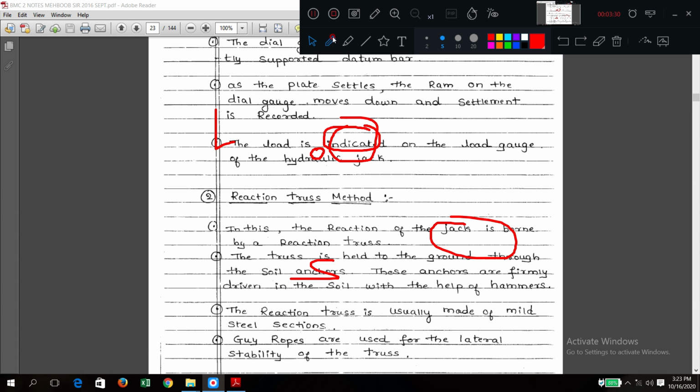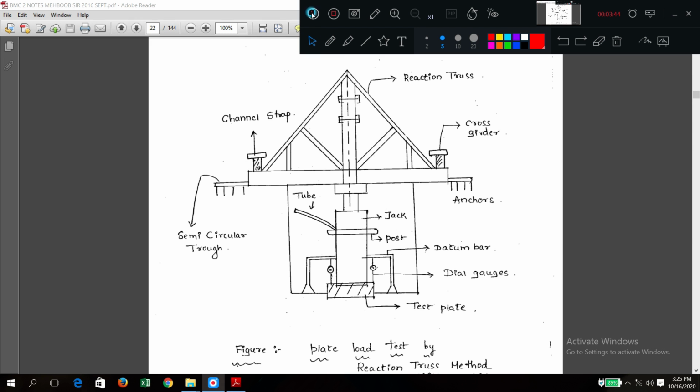In this next portion, the next type of method is the reaction truss method. What we have studied was called the plate load test by the gravity method. Now we will see the plate load test by the reaction truss method.